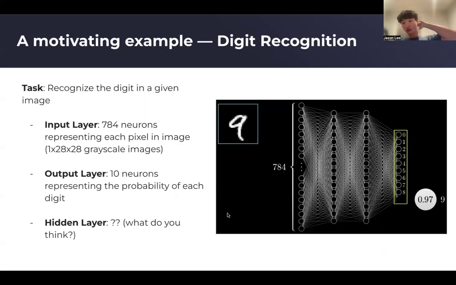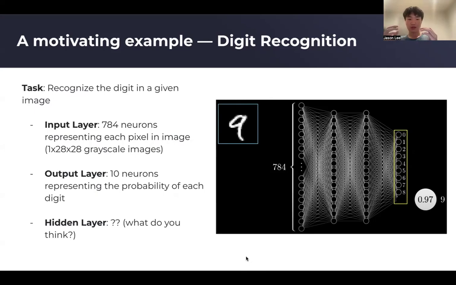So let's go back to our motivating example of digit recognition, right? What would our input, output, and hidden layers be? Well, we know our input layer is going to have 784 neurons because we have a 28 by 28 image that is grayscale. So each of our neurons is going to represent the value in a given pixel. The output layer is going to have 10 neurons, representing the probability of each of the digits from 0 to 9. Now, what's going to be encoded in the hidden layer? Well, I'll give you guys some time to stop and think.